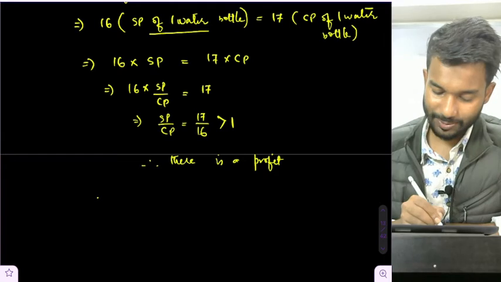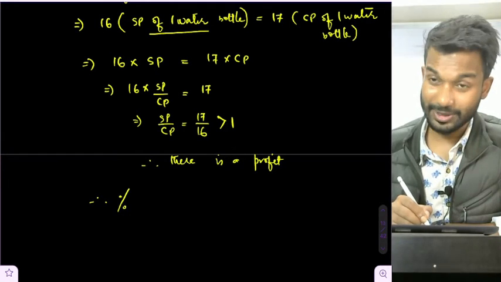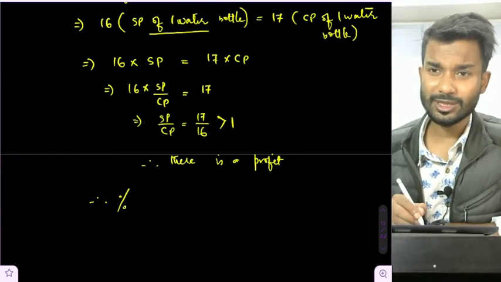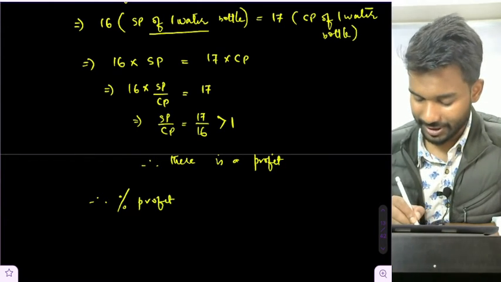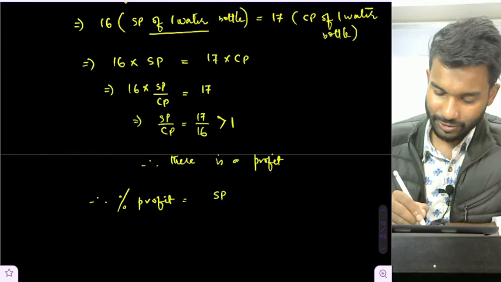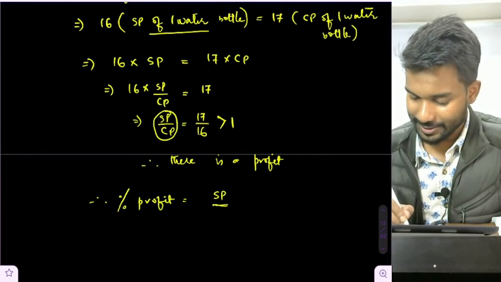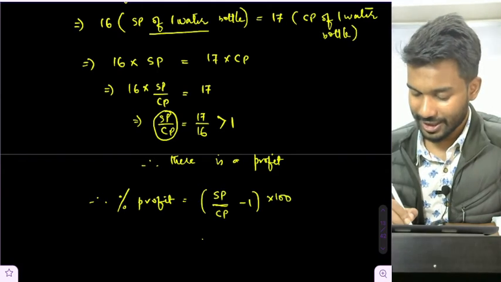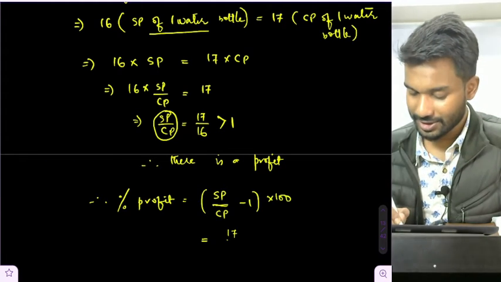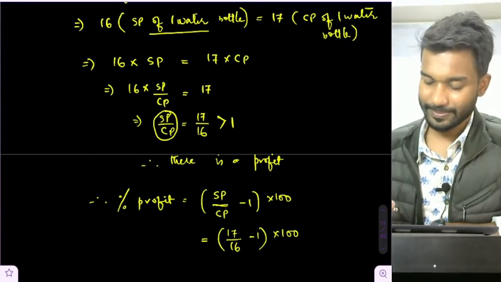So what will be the percentage profit? They're asking what is the percentage gain. Percentage gain and percentage profit both mean the same. When you know the ratio, you apply this formula: SP by CP minus 1, into 100. The SP by CP ratio is 17 by 16, so 17 by 16 minus 1, into 100.